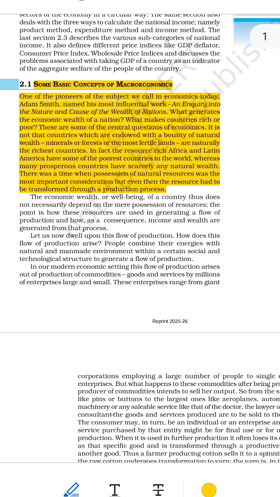2. Adam Smith, the father of economics. A man named Adam Smith lived over 200 years ago in Scotland.